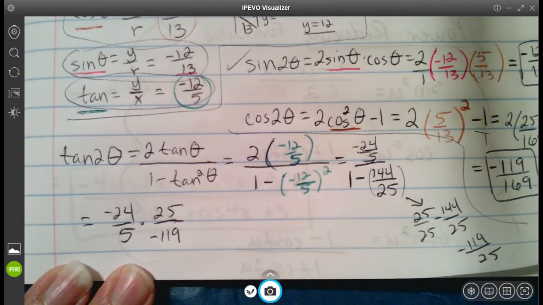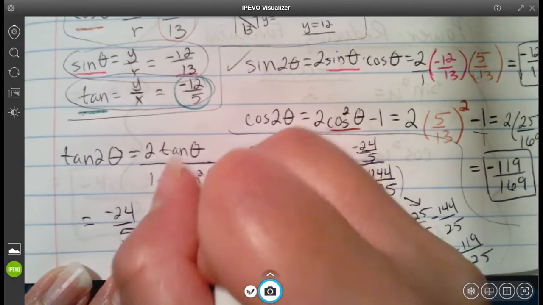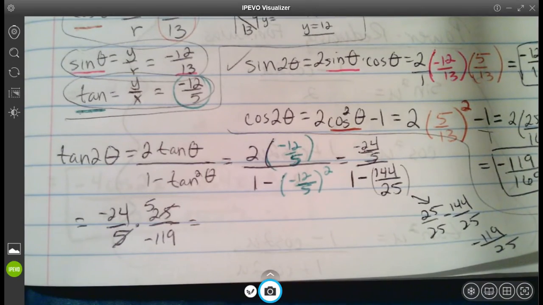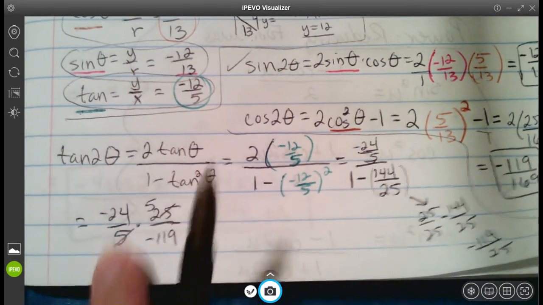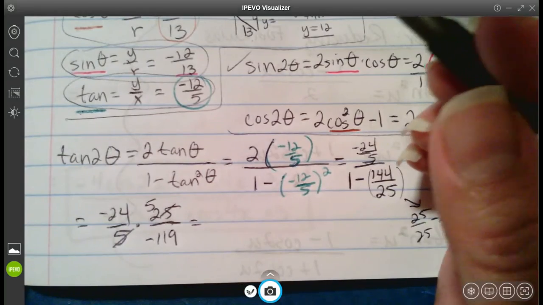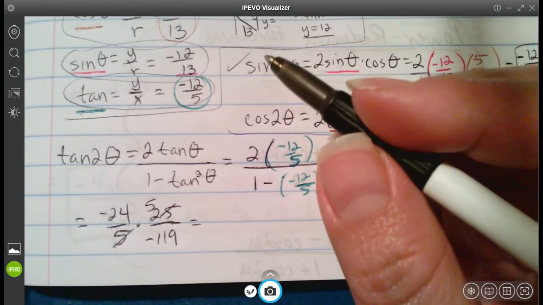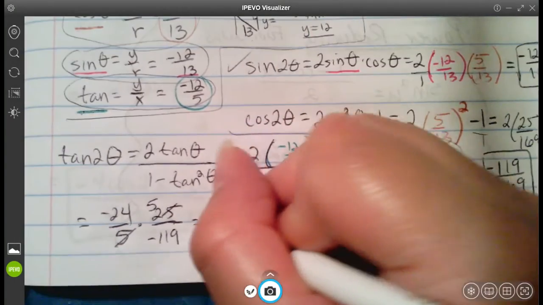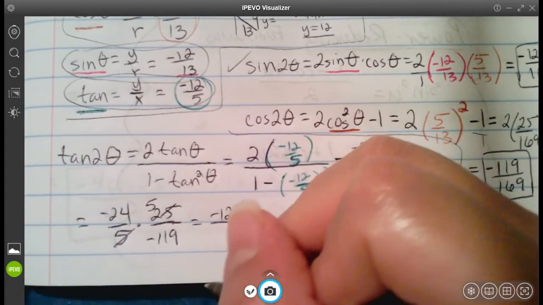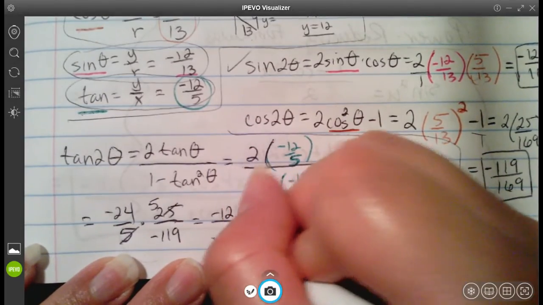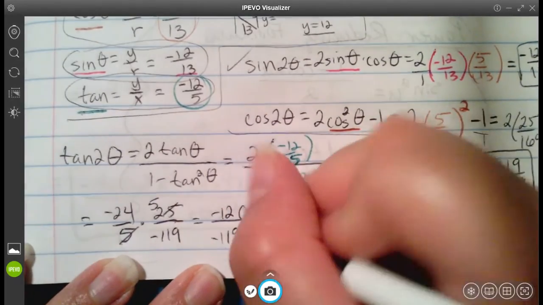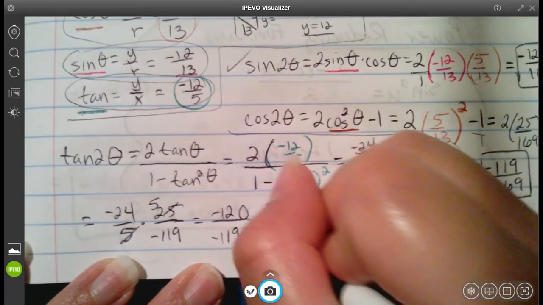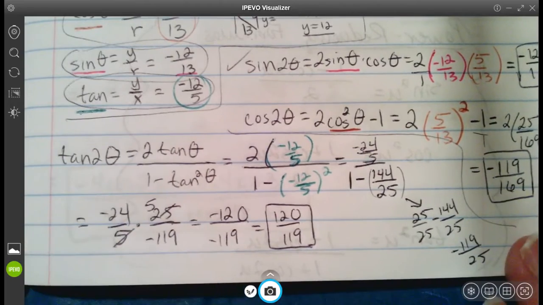Weird, crazy weird. We can simplify this by 5. So we have a 5 left there because we divided out. Multiply this out, that's going to give us 5 times negative 24. Let's see, 5 times 4 is 20, carry the 2, 5 times 2 is 10, plus 2. So we're thinking negative 120 over negative 119. The two negatives make a positive, so we have 120 over 119. And that is our answer for tangent.